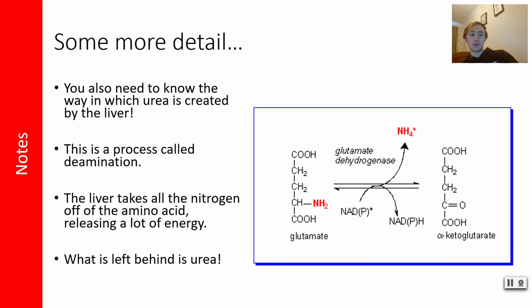What's going to happen is that the liver is going to take all of the nitrogen off of this amino acid, and in actual fact you don't even really need to know that, but you need to know it will release an enormous amount of energy, much more energy than a lot of other chemicals which you might do, for instance, via respiration. So this is a really good way of releasing energy, and this is why we're going to put up with the production of urea. The key word here is deamination. You have to know what that term means.